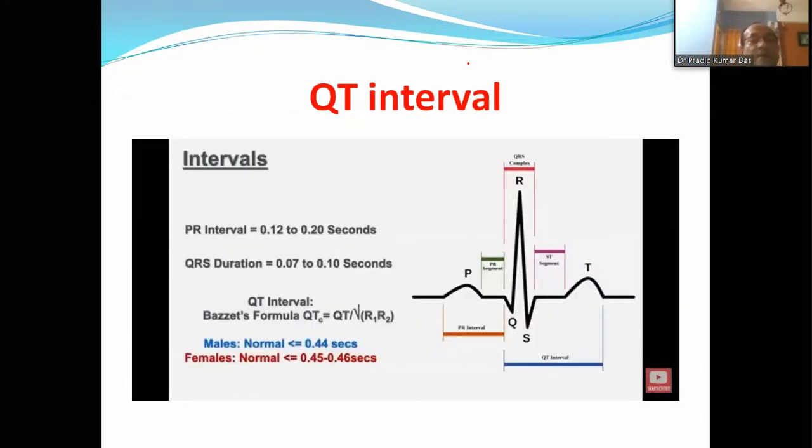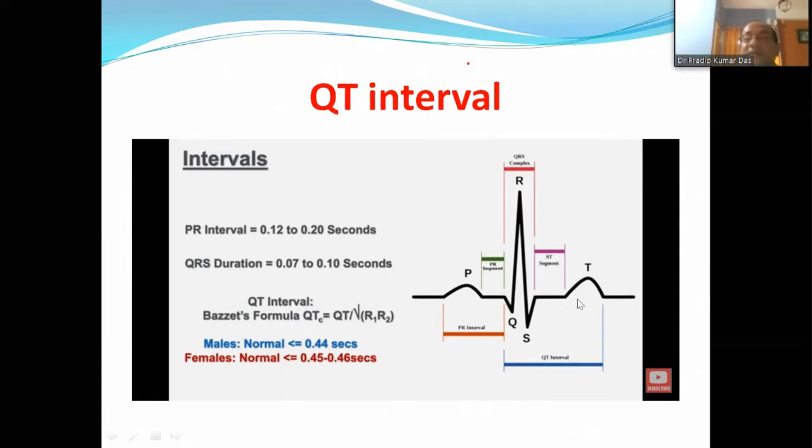QT interval. In case of QT interval, there are several methods to determine the interval. Bazett's formula is one of the most popular ones, and we should not go through it in detail, but we should remember the normal limit. In case of male, it is less than 0.44 second or 440 milliseconds. In case of female, it is less than 0.45 to 0.46 seconds. Here is the QT interval, from the beginning of the Q wave to the end of the T wave.